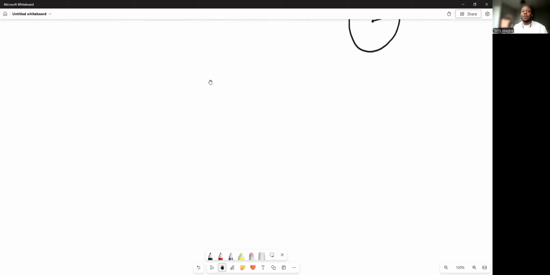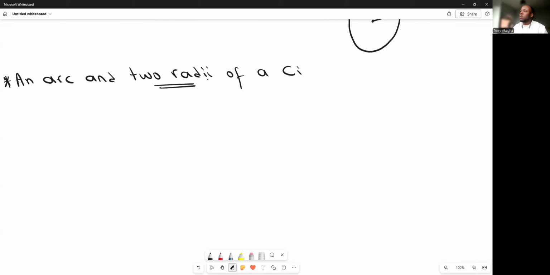Another thing I talked about is that we can form an arc. An arc and two radii of a circle will form a sector. So that means basically an arc and two radii. I talked about this earlier, so I'm just doing a reminder. Two radii of a circle will form a sector.